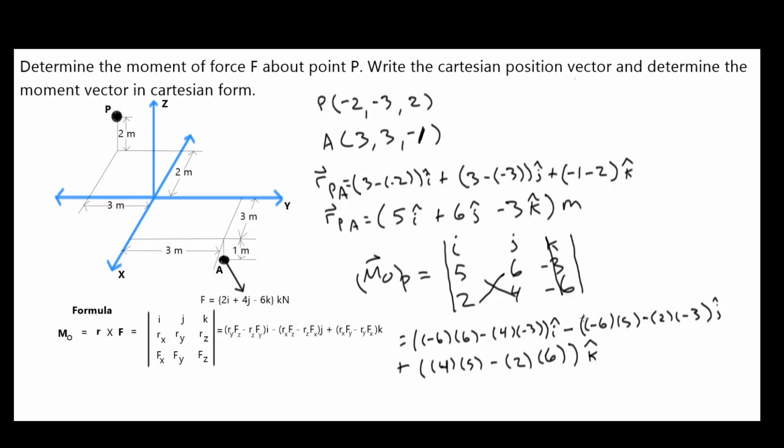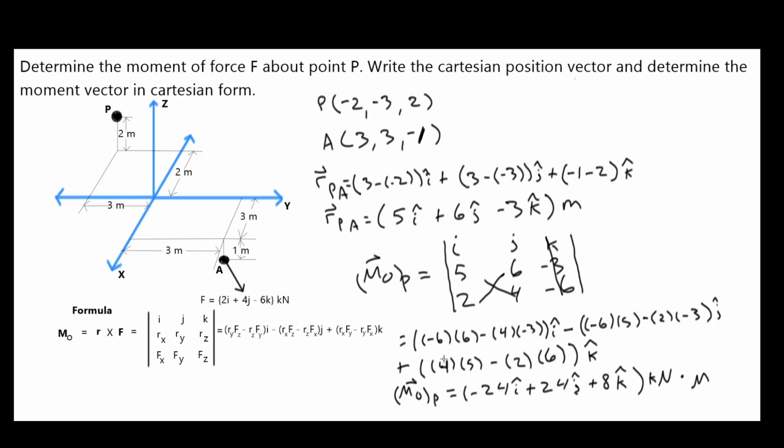Then we just use basic addition and subtraction to get our actual final moment vector around P. Our final answer is negative 24 i plus 24 j plus 8 k. And since we're crossing 2 different vectors with different units, we're going to have to use both those units in our final answer. So it'll be kilonewton meters.